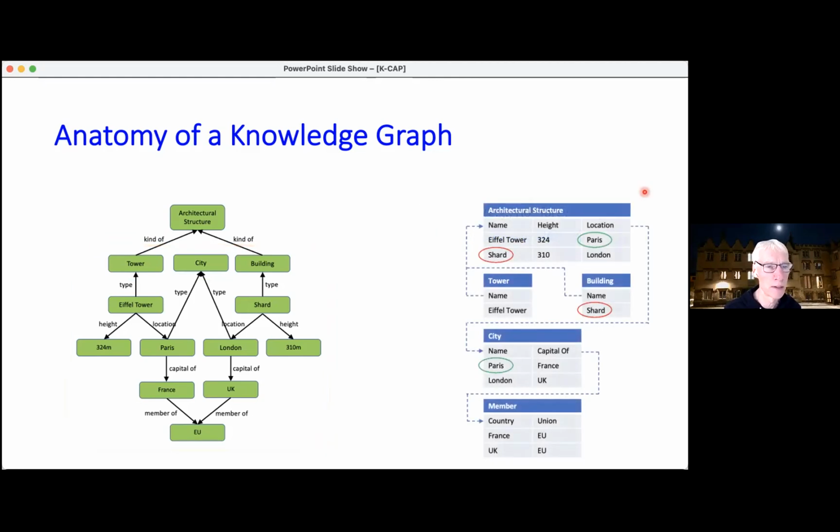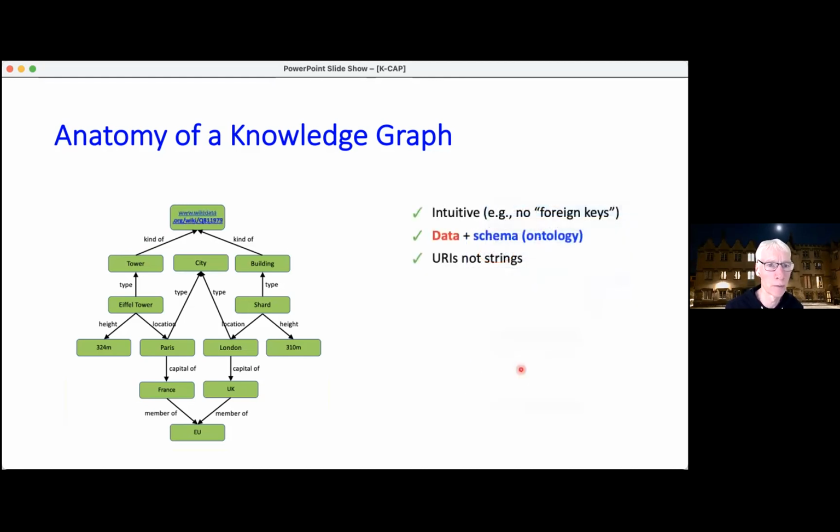Another thing that is nice about the graph form is that there is a unique node representing each entity. Whereas in contrast, in the database form here, we have to repeat entity mentions, like Shard here appears in the building table and the architectural structure table, and Paris occurs in the city table and the architectural structure table. And moreover, these are just strings, and I actually have to use string matching in order to make connections between the different tables. So the information is more scattered about.